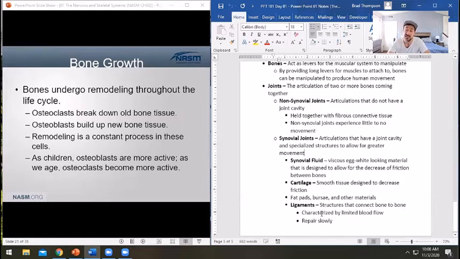Tendons are acting as an attachment for muscles to bones. Ligaments are attaching bones to other bones. Both of them don't get very much blood flow. Both of them tend to repair a little bit slowly. And both are incredibly important.